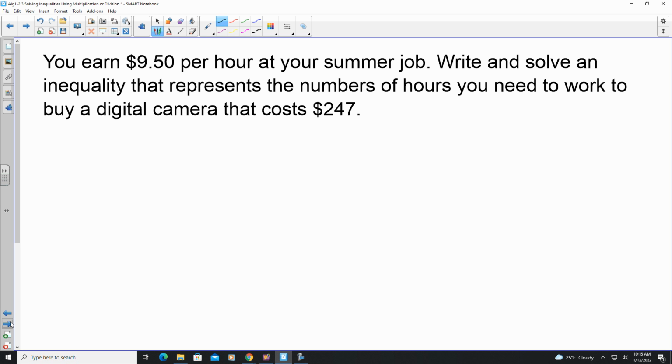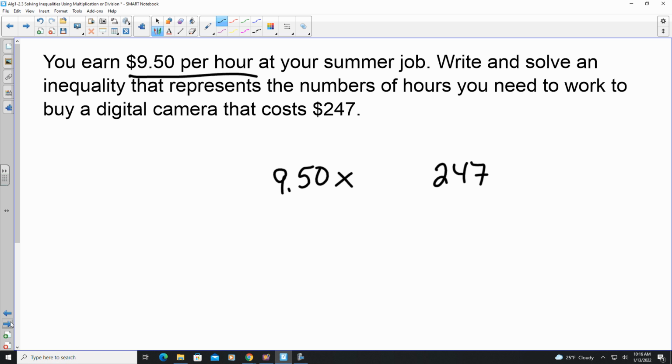So in this particular problem, it says you earn $9.50 per hour at your summer job. They want us to write and solve an inequality that represents the number of hours you need to work to buy a digital camera that costs $247. So you have this piece of information here that says that you can work $9.50 per hour. I'm going to say that is x.